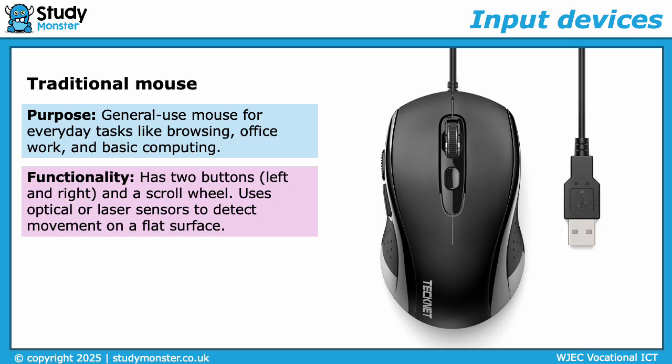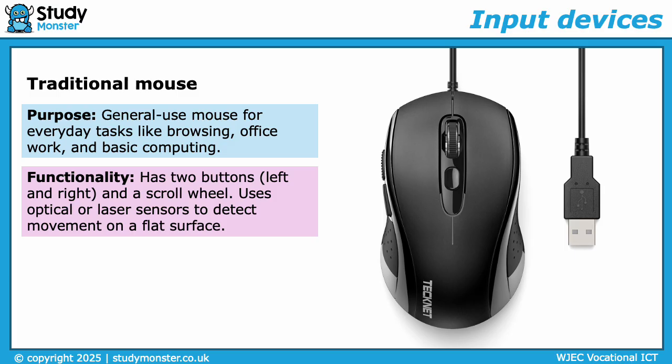It's got two buttons, a left and a right button, and a scroll wheel in the middle, and it uses an optical laser on the bottom to detect the movement on the flat surface that you're using it on. So it allows you to move that cursor on the computer. It allows you to click, double click, right click on a file to rename it, drag and drop assets on the screen, all sorts of different things.